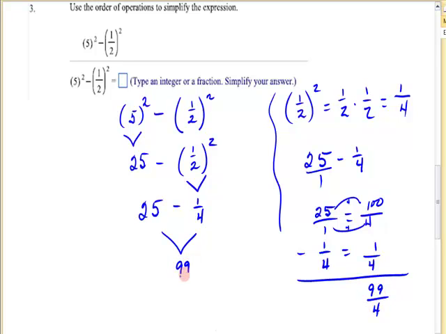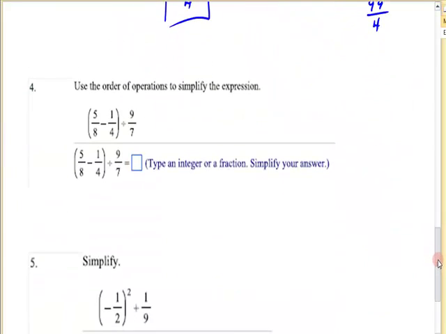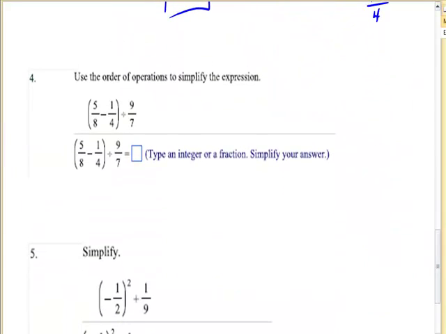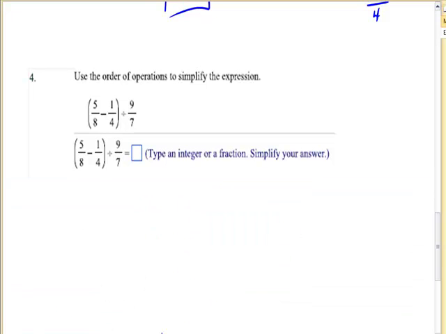99/4. I don't do it as a mixed number. If you were thinking, oh, that's going to be 24 3/4, you're right, but it does not allow a mixed number answer. All right, let's take a look at just a couple others.